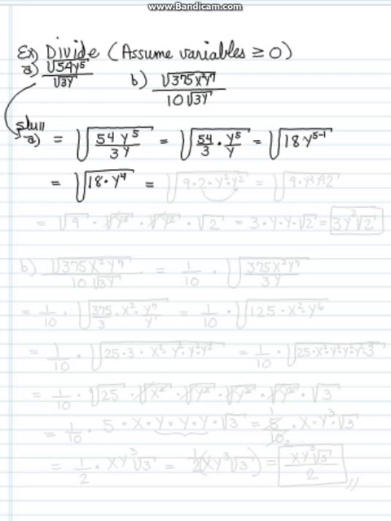Now let's factor out the perfect squares and bring them to the front and the rest to the back. 18 is 9 times 2, where 9 is the perfect square. And y to the 4th, we can write that as y squared times y squared if we'd like. And then bring all the perfect squares in the front, which just means move the 2 to the back. That's the only part that's not a perfect square.